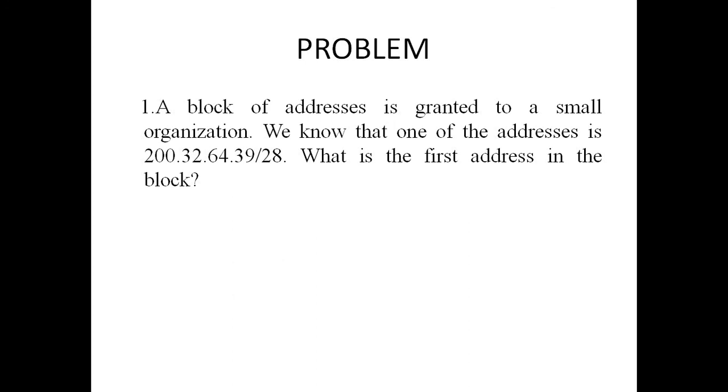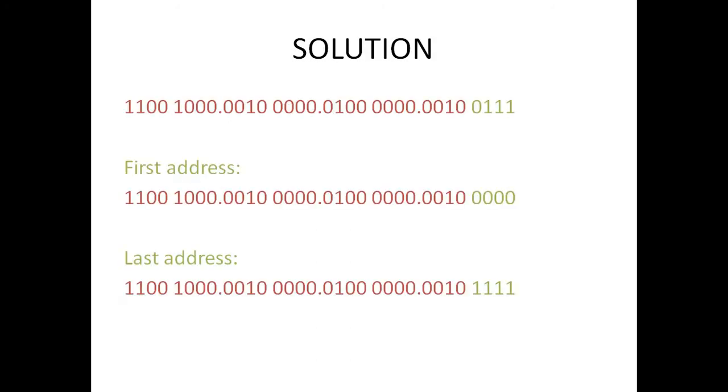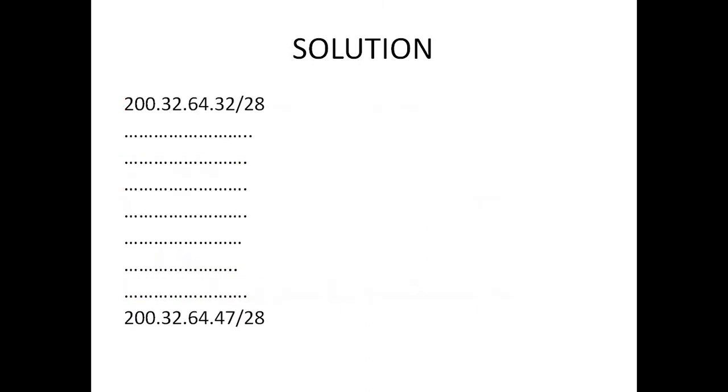A block of addresses is granted to a small organization. We know that one of the addresses is 200.32.64.39/28. What is the first address in the block? How to calculate the first address? Make all the bits in the host part 0, and for the last address make all the bits in the host part 1. So 200.32.64.32/28 is the first address, and 200.32.64.47 is the last address.